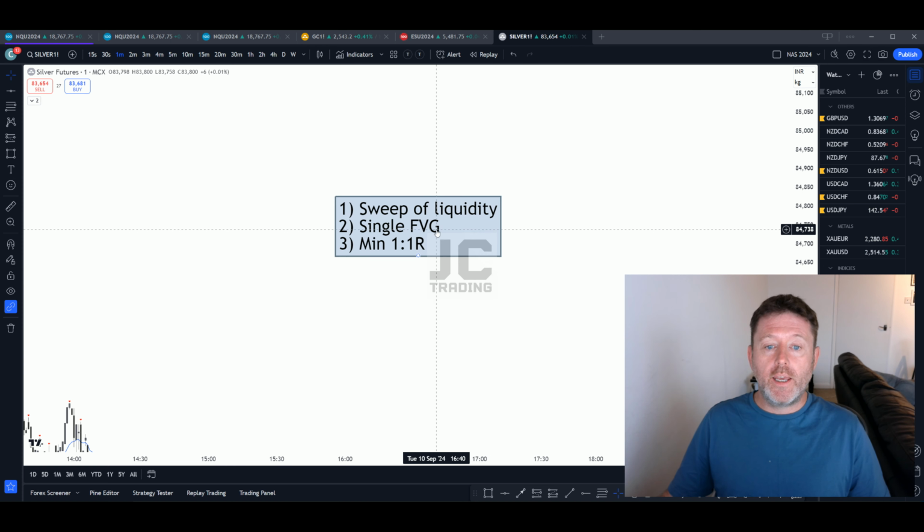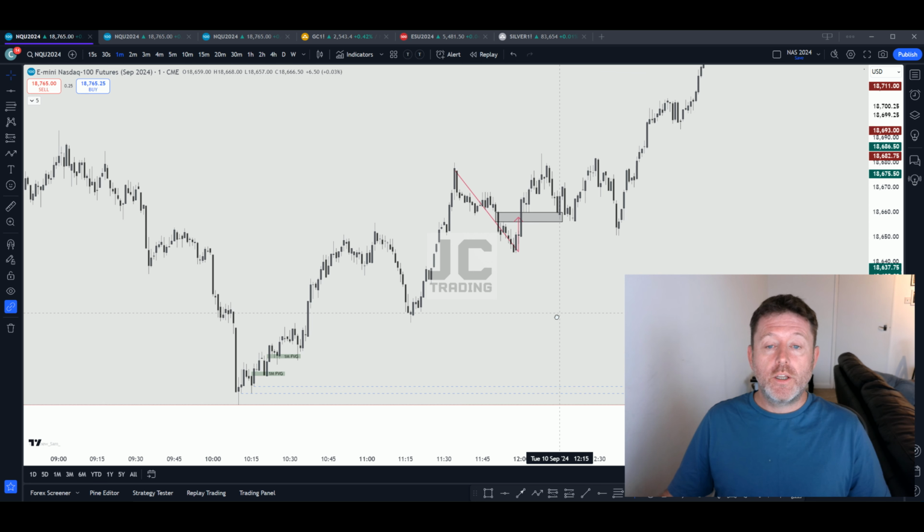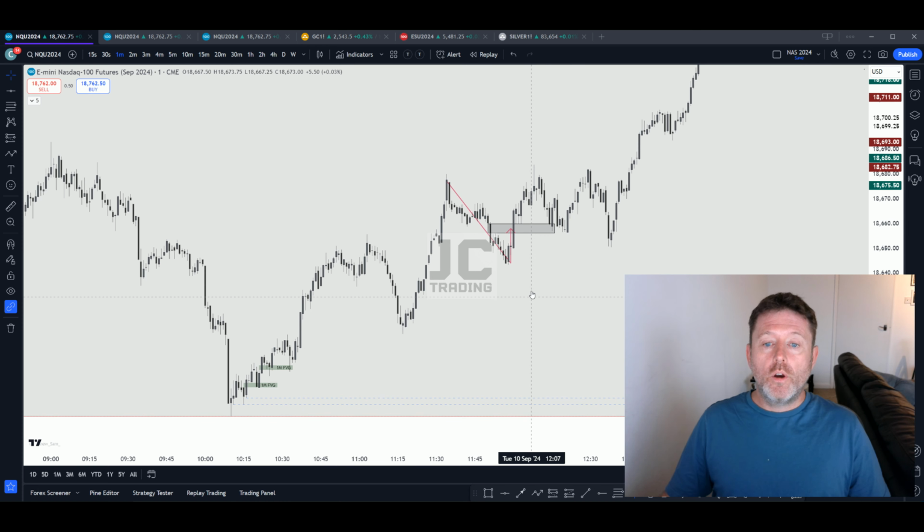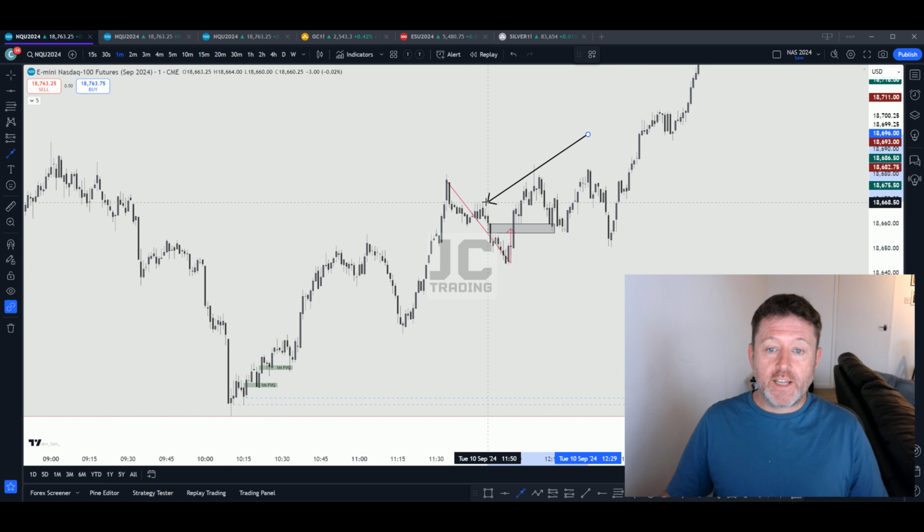So this is now meeting our rules. So if we go back here, we've got a tick for sweep of liquidity. We've got a tick for single fair value gap. What we need now is a minimum of a 1-to-1 R. Now, by that, it goes back to liquidity. Remember I said the trade starts with liquidity and ends with liquidity. So we've started with liquidity because we needed a sweep. We've got a singular fair value gap. Now, what we need to do is work out where our next area of liquidity is. Now, if we look at here, that is our next area of liquidity, just there.